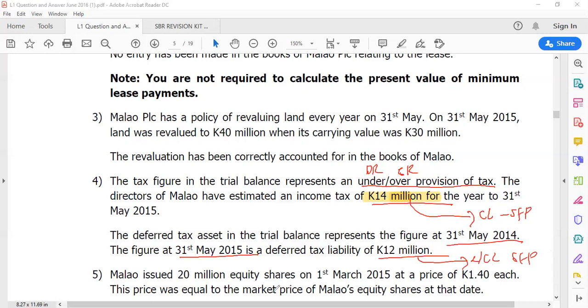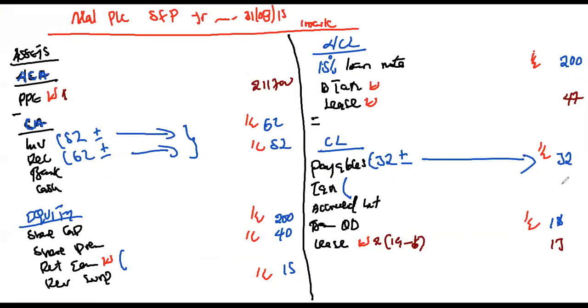I love published accounts, I'm telling you. Come, we help you. Don't waste time. Don't fail. So we are going to bring tax there. Yes, tax 14 million. We simply bring it there.